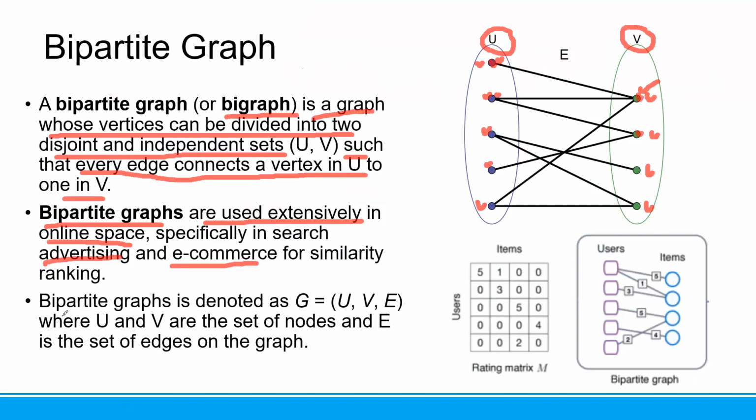So in the bipartite graph, usually it is denoted as U, V, and E. So U and V are the sets of nodes. Okay, this is a set of nodes, this is a set of nodes, and then E is the set of edges on that graph. So I want to know what is the connection between this and this one.